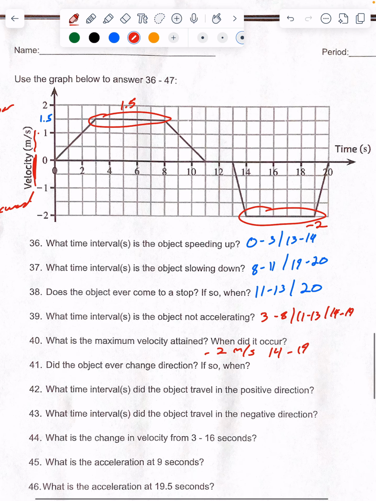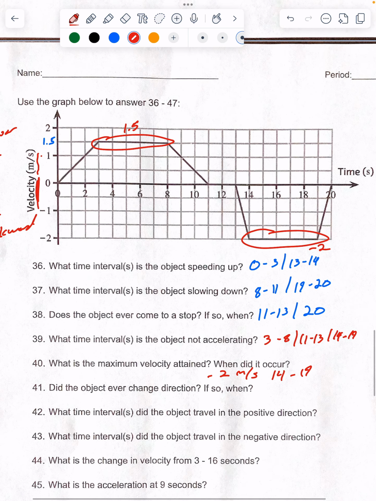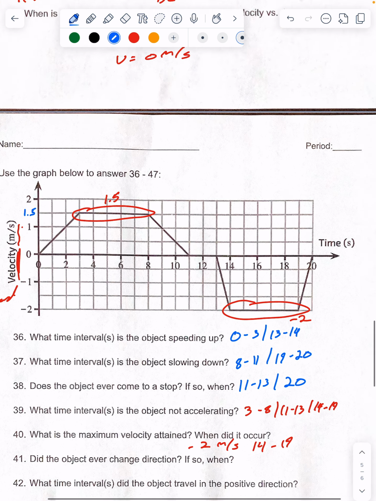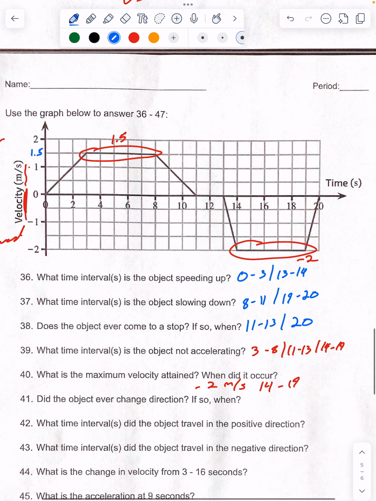Did the object ever change direction? If so, when? Okay, as soon as you go from above the x-axis to below the x-axis, that's when you change direction. And it happens right here. It doesn't really happen from 11 to 13. You just stop. That doesn't mean you're going backwards yet. So I wouldn't say 11 to 13 seconds. I would just say it happened at 13 seconds, because that is when you dipped down into the negative part of the y-axis.